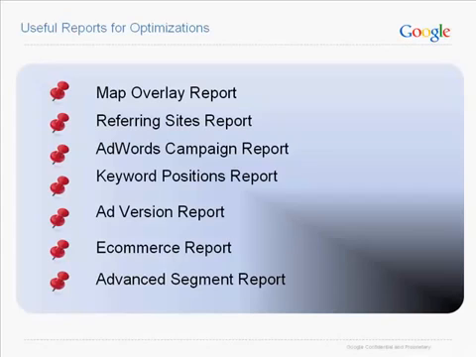AdWords campaign report. Get more information on how effective your AdWords campaigns are and to find out your ROI. Keywords positions report. Find out what are the best ad positions for your AdWords campaign. Ad versions report. Find out and optimize your ad copies. E-commerce report. Get detailed information on your e-commerce transactions, conversion rate, value per visit, etc. And use advanced segment report to get more detailed information about your customers.